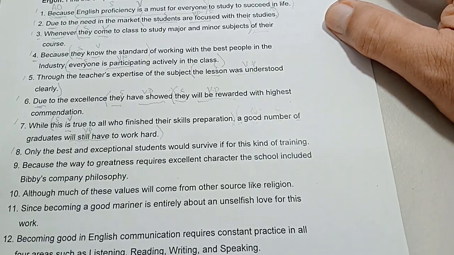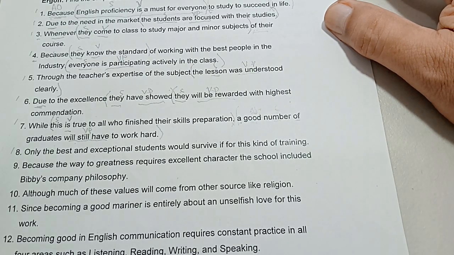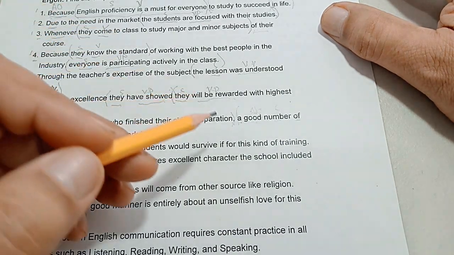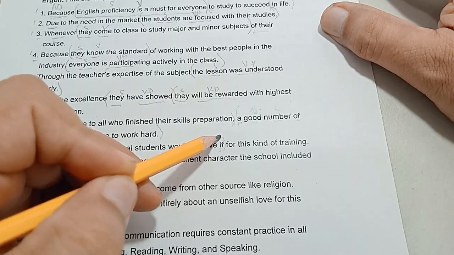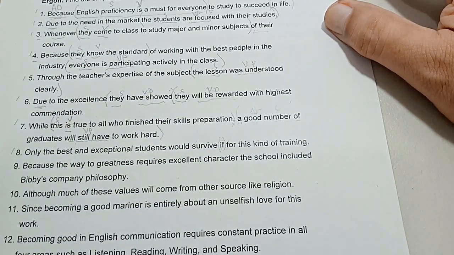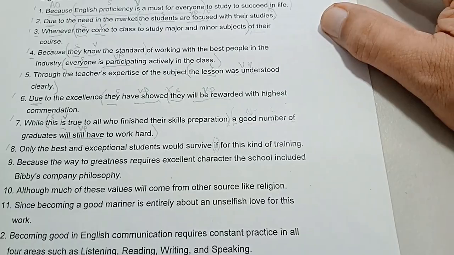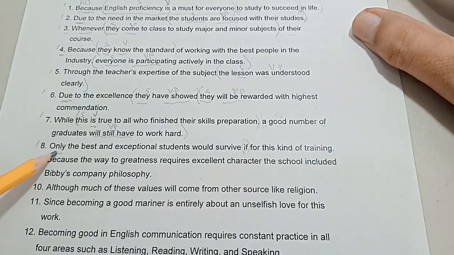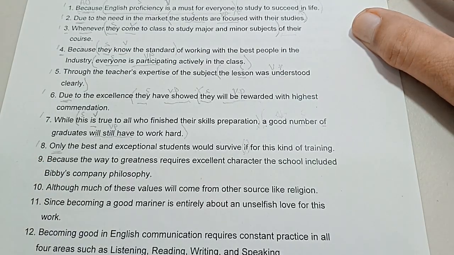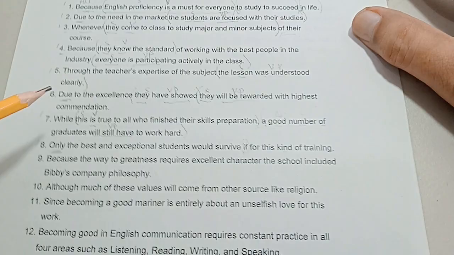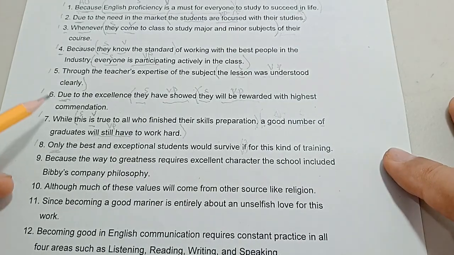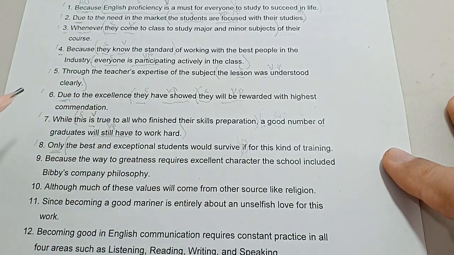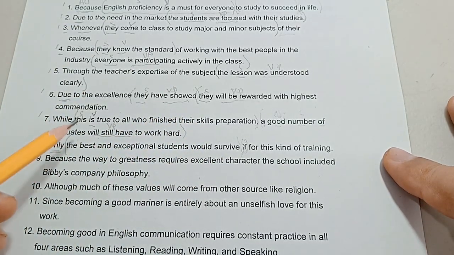Only the best and exceptional students would survive if, wala na yung if. Wala. Tanggalin natin to. For this kind of training. Okay? And you have an adjective opener only because this is a limiter word. So where is the simple sentence here? Okay? You have here the best and exceptional students would survive. That is the simple sentence inside of that group of words.